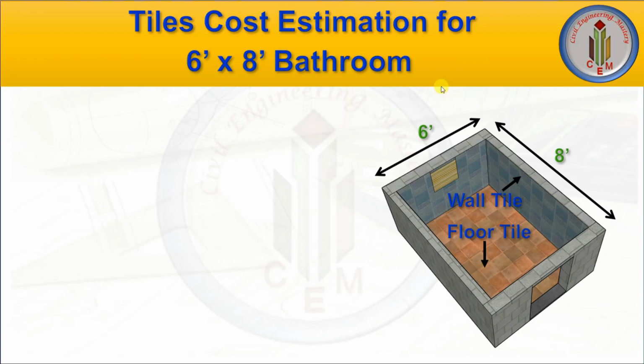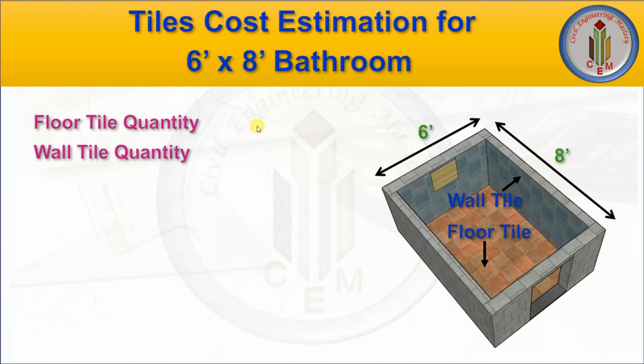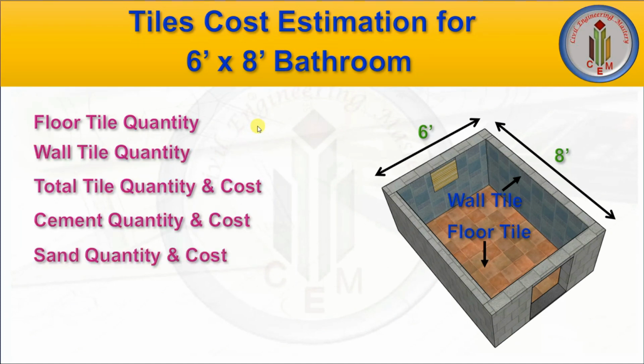Let's move on. The size of the room is 6 feet by 8 feet. This is the wall tile and this is the floor tile. So let's see how we calculate the floor tile quantity, wall tile quantity, total tile quantity and cost, cement quantity, sand quantity, joint filler cost, labor cost. These are all the quantities and costs we are going to estimate for placing the tiles in this 6 feet by 8 feet bathroom.